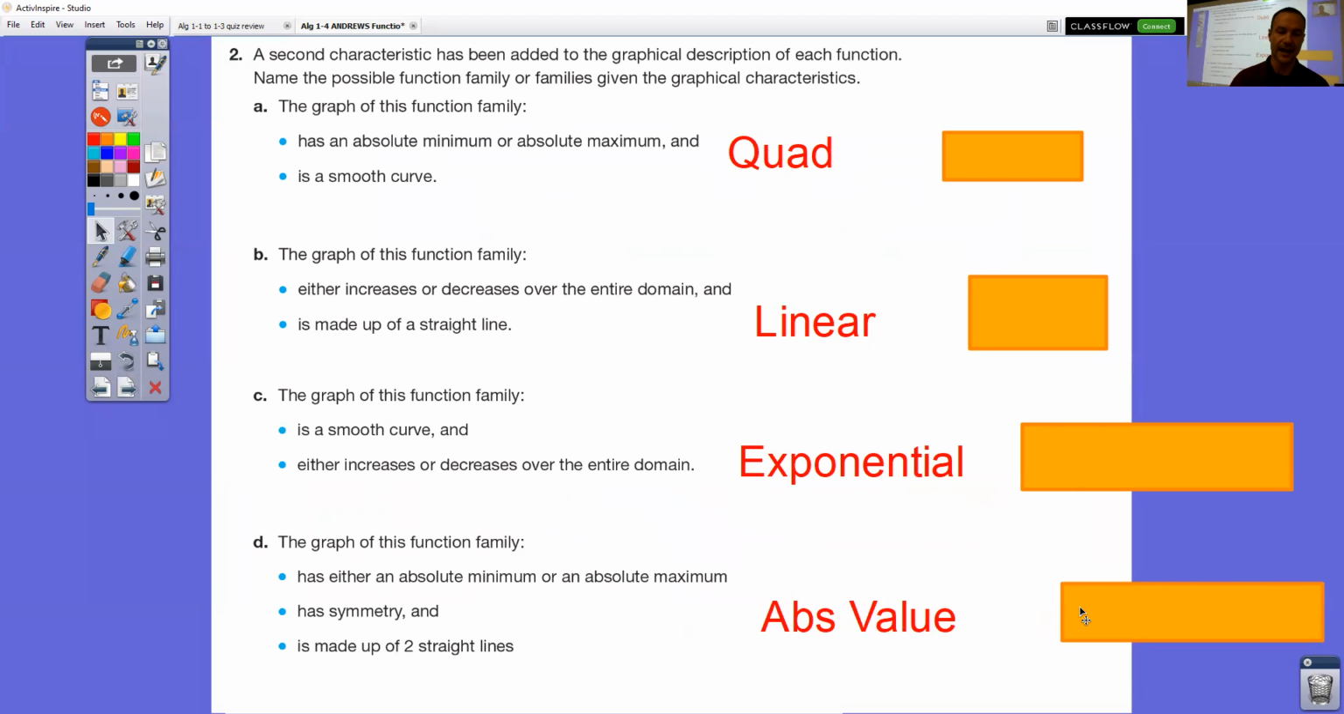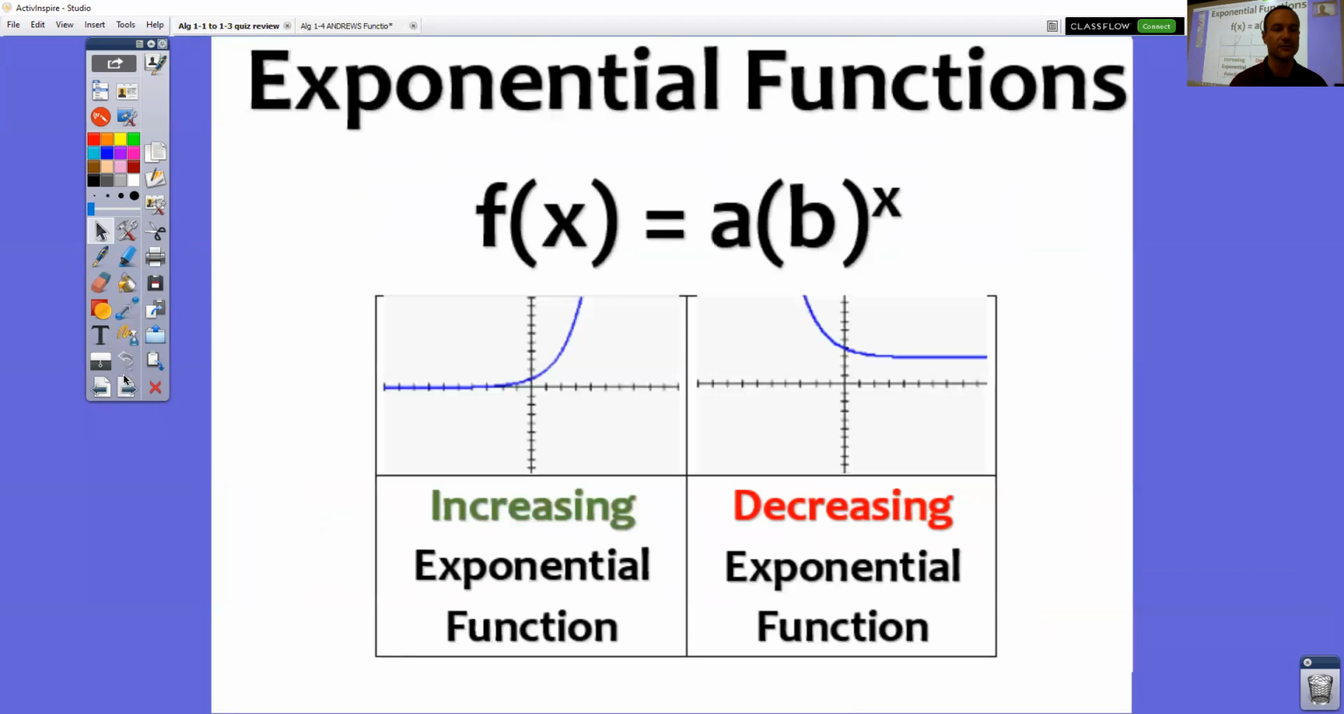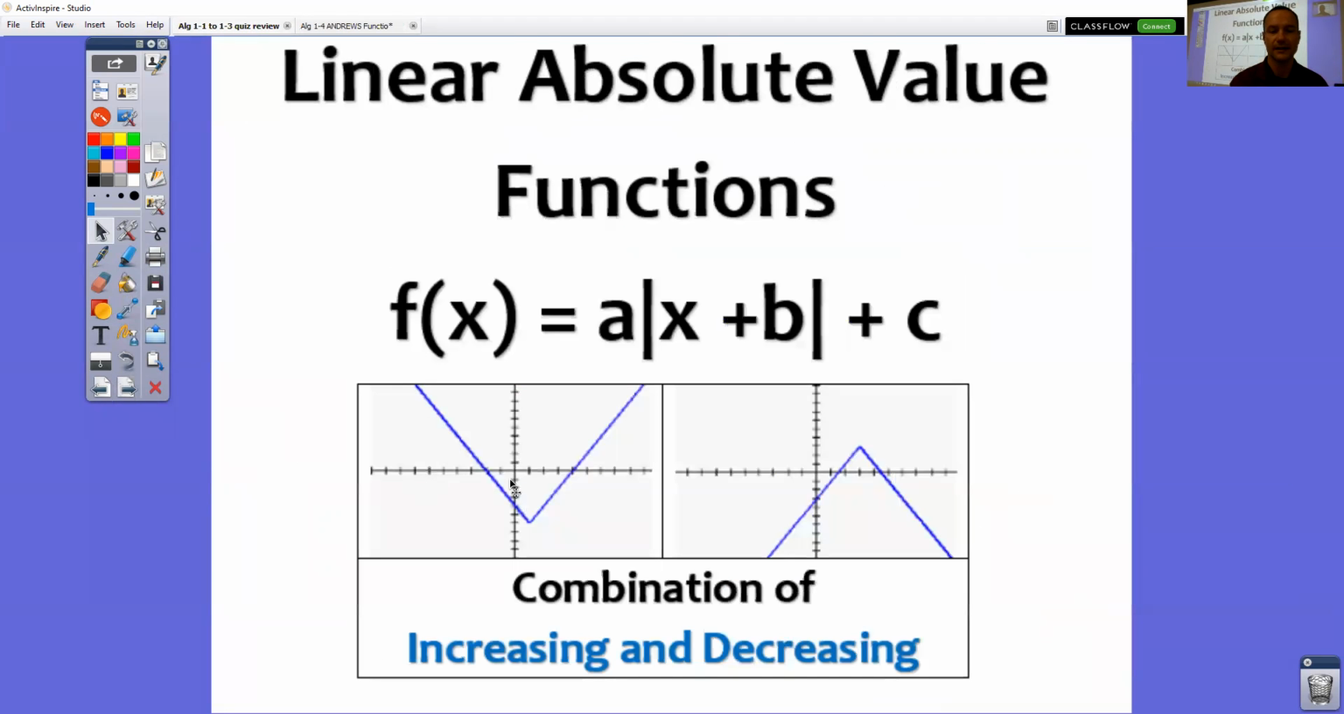This last one has an absolute min or max, has symmetry, and is made up of two straight lines. That's going to be your absolute value function family. Symmetry, we could draw a vertical line going straight up here, and it would separate it into two equal pieces. Combination of increasing and decreasing has a maximum and a minimum. So this is the max, this is the min. It's the highest and lowest points, made up of two straight lines.